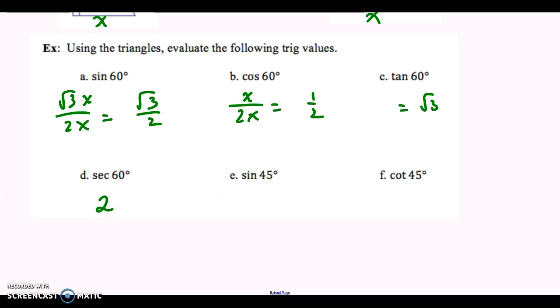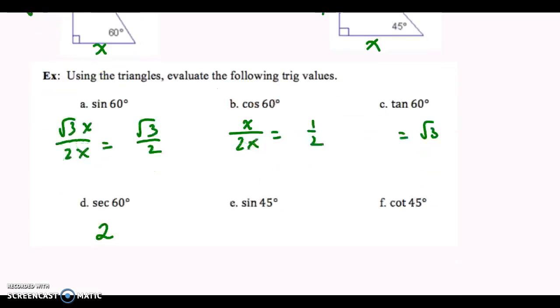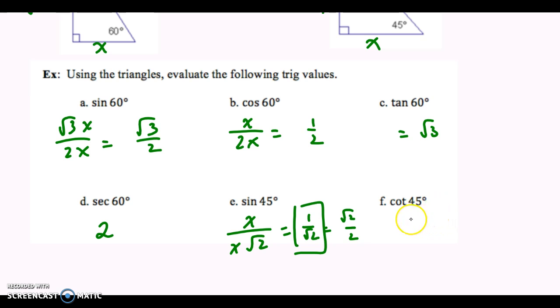The sine of 45 degrees is going to be x over x root 2, which means it's going to be equal to 1 over root 2, or the more popular root 2 over 2. I will warn you here that, again, 1 over root 2 will probably be better, as we'll be doing a lot of reciprocals. The cotangent of 45 degrees is going to be opposite over adjacent, which is really just going to be 1.